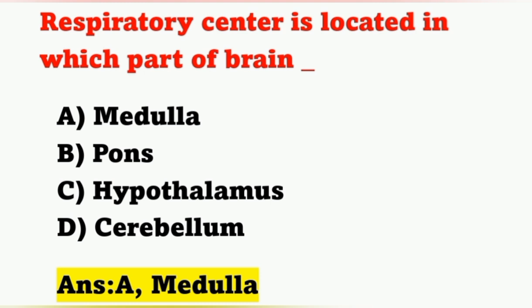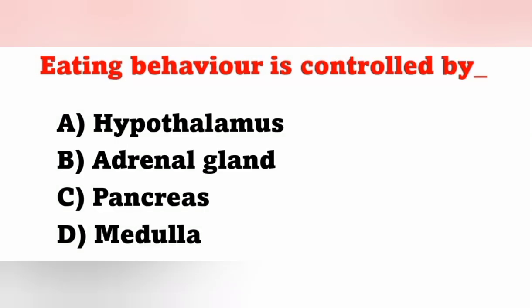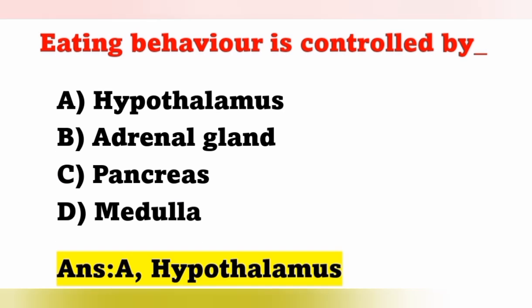And the next question, eating behavior is controlled by. Options: option A, hypothalamus, option B, adrenal gland, option C, pancreas, option D, medulla. Eating behavior is controlled by the hypothalamus. Option A is the correct answer.